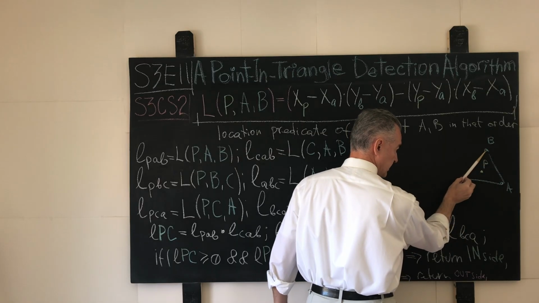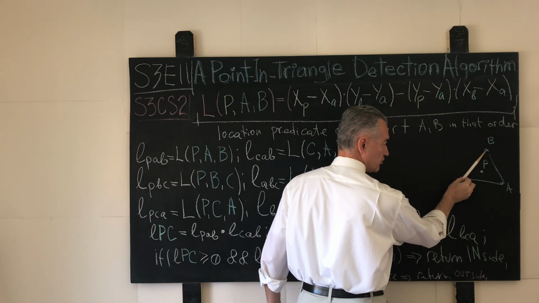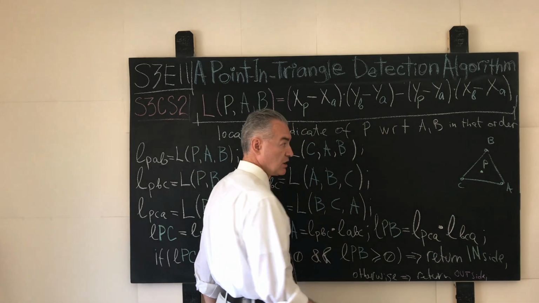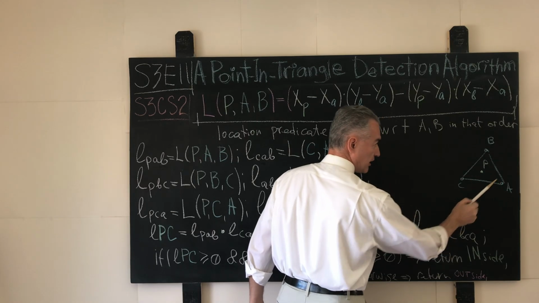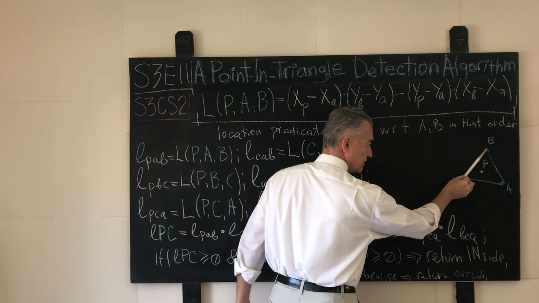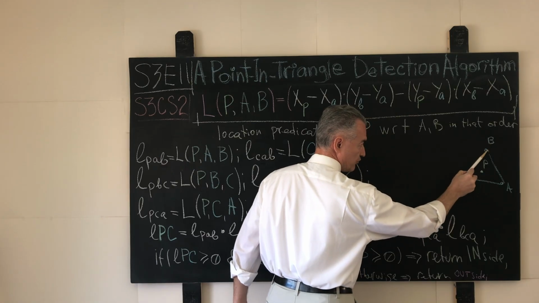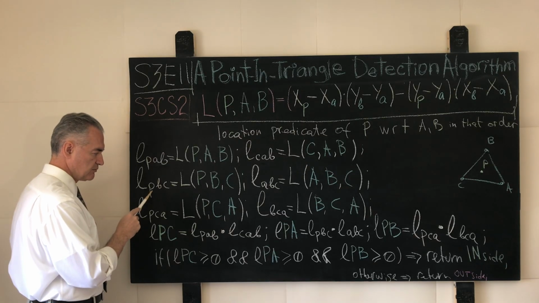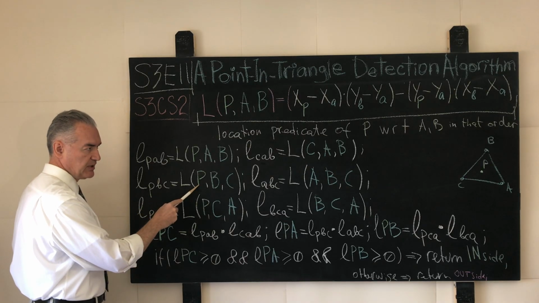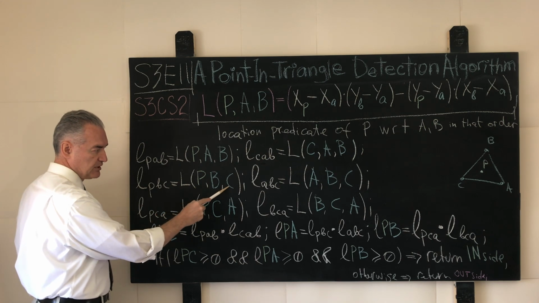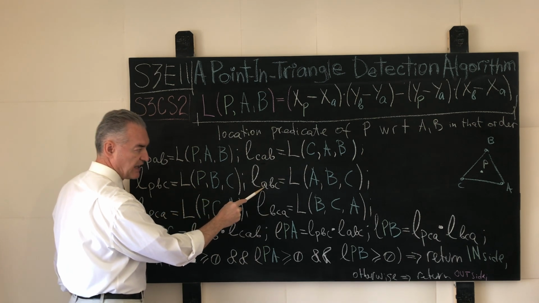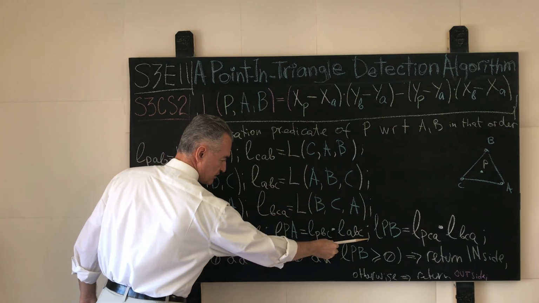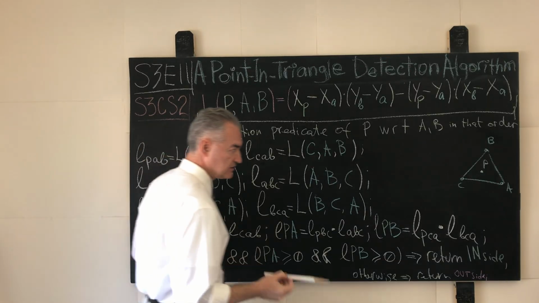We fix the side BC of our triangle. How many points will we have left? 2 again, P and A. And we ask the same question. Are the points P and A located on the same side of the straight line that passes through the vertices B and C? And how do we do that? Location predicate LPBC of the point P with respect to the points B and C. Location predicate LABC of the point A with respect to B and C. Construct their product and do the same thing for the final side.